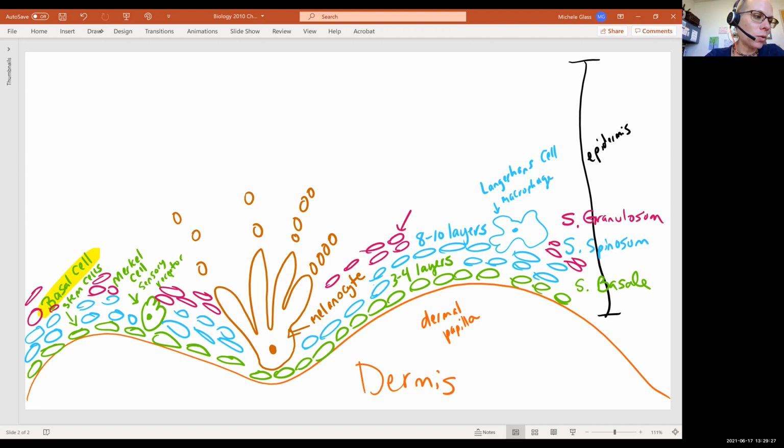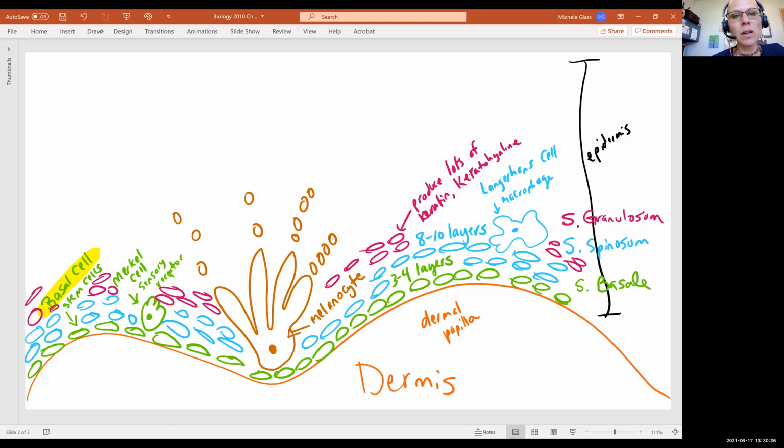We see that these cells are producing lots of keratin. That's making it hard, and it's drying out the cell. It's creating some water resistance. And then we're producing this other molecule called keratohyalin, which is helping to connect these cells to each other.